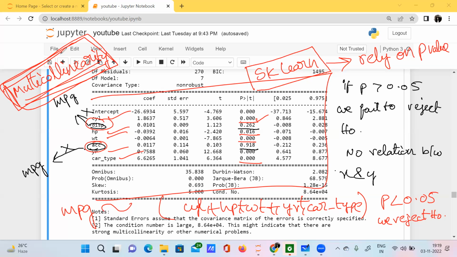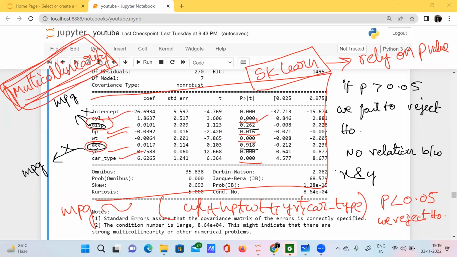Okay, so this is the end of the thing here. This is the explanation of all the contents in this table. I hope by this you have got a better understanding of the OLS regression results table.